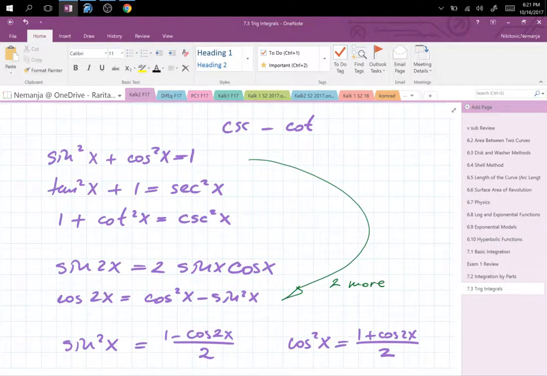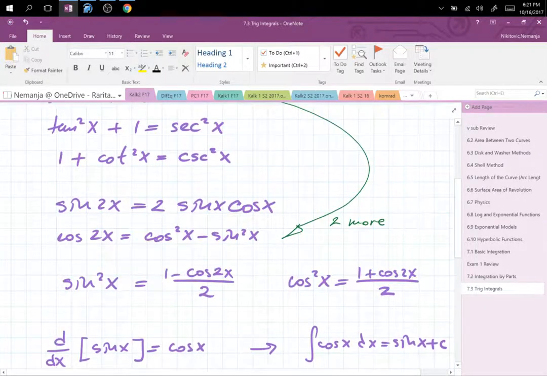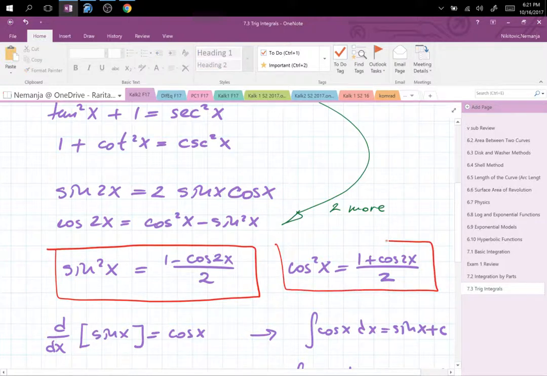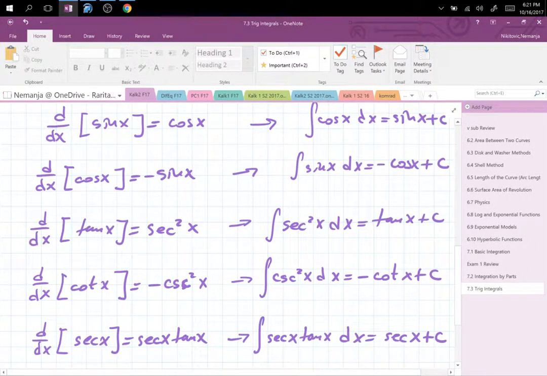Then we went from basic Pythagorean identities down to double angle formulas. And for the cosine, because you have sine squared and cosine squared over here, you can actually have 2 more forms by using the Pythagorean identity. And then the most important of all, these two right here, power reducing formulas. The only way you can solve the integral of sine squared or cosine squared is to use these power reducing formulas. There's no other way around, so you must know those. And then the list of all of these from Calculus 1. So we haven't learned anything new.